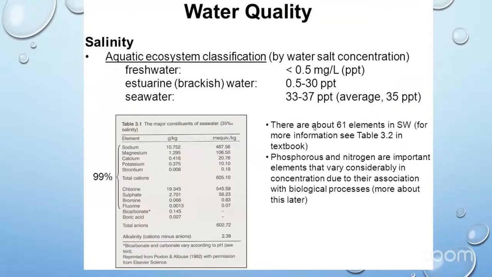So this is the table that shows the salinity levels of the water. There are about 61 elements in it. For more information, you can see the table here. Phosphorus and nitrogen are important elements that vary considerably in concentration due to their association with biological processes.